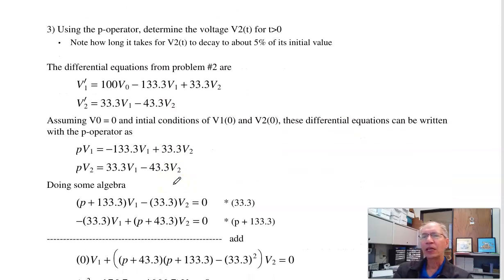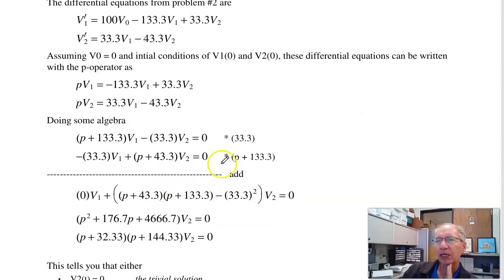Problem 3. Okay, now that I know the differential equations, solve. Now, one way to do that is use the P operator. P means derivative, so here's the derivative of V1, PV1, derivative of V2, call that PV2. I can now do some algebra, group the terms around, group the V1s, V2s. I'm going to use Gauss elimination. I want to get rid of V1s, so multiply the first equation by 33.3, multiply the second equation times P plus 133, add the two together, and these terms cancel, giving me this times V2 is 0.